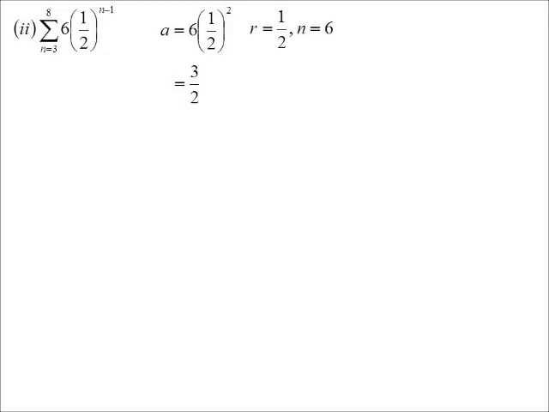Now, if you don't immediately see that's the ratio, then all you do is work out the next term and then do a division and go, oh, right, that's the ratio. And be careful with the number of terms. As I said, 8 minus 3 is 5, but it's inclusive. So there's actually 6 terms here, not 5. Or I'll use the 1 minus r formula for this one.